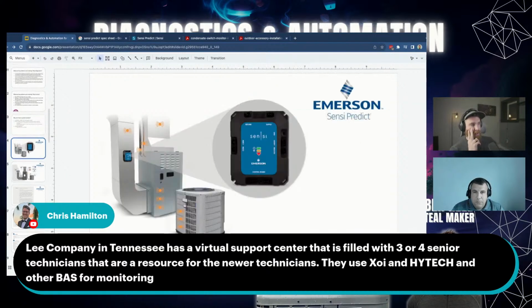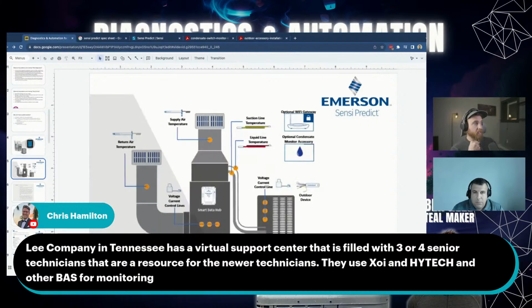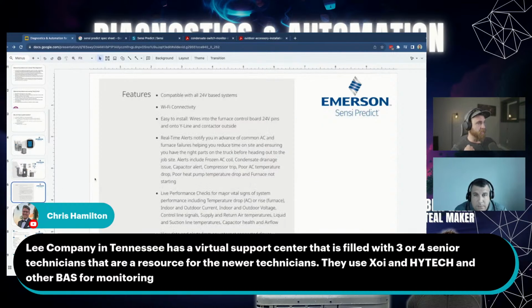Let's start moving into a bit of a case study of what Sensi offered, where it was quite capable. It had the supply air, return air temperatures. I said line earlier, but I should have said supply air, return air. And then it went on to having the refrigerant measurements, so supply, suction and liquid, then the voltage for the control lines, and the outdoor voltage as well. There's a lot of things you could do with that. It had a lot of capabilities.